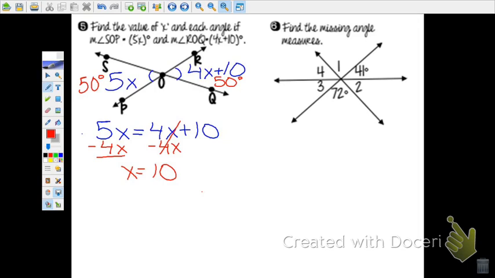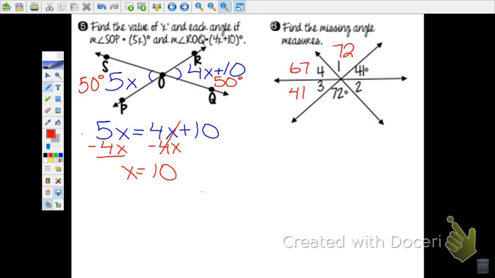What's one angle measure you can give me? Okay, so angle 1 is how much? Okay, angle 1 is 72 because of the vertical angles. What else do I know? Angle 3 is 41 because those are vertical angles. I have to find 4 and 2. There's 67. Okay, and how did you come up with 67? I subtracted 41 and 72 from 180.